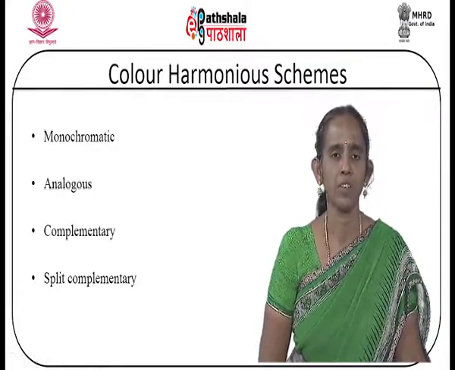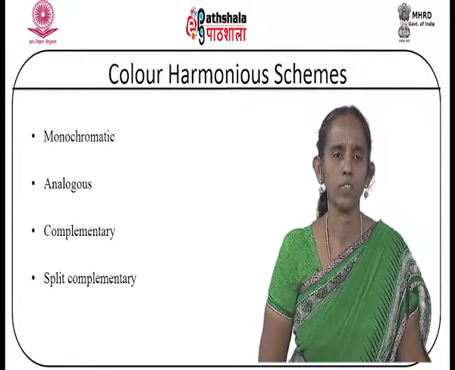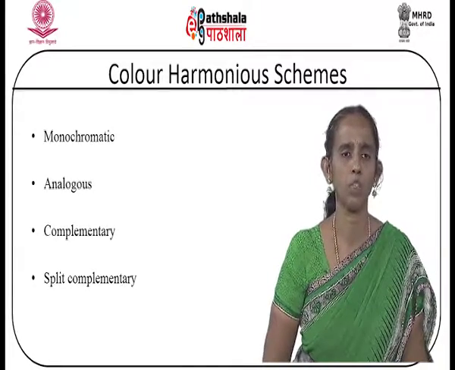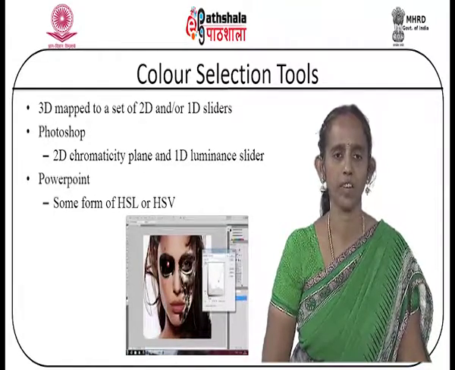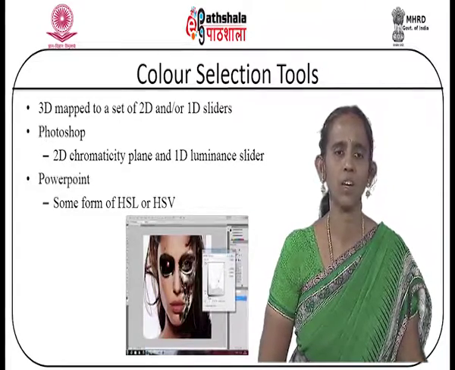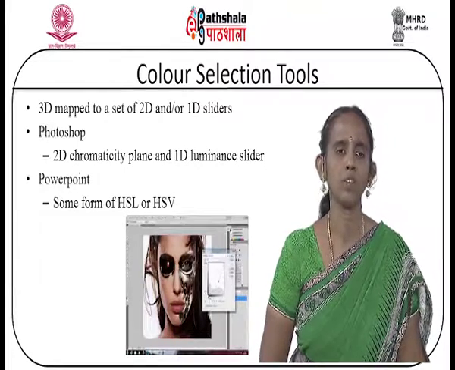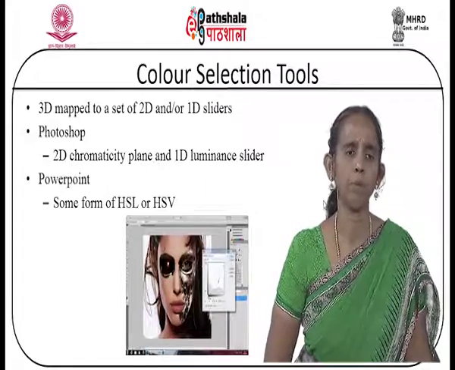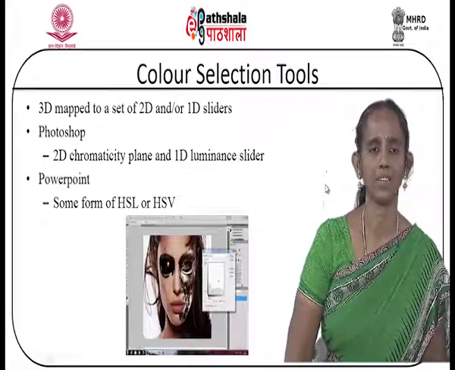There are various color harmonious schemes as such, wherein we need to look at the monochromatic, analogous or complementary color information, and split complementary colors as such. Various color selection tools also exist, wherein it is possible for us to map a 1D slider onto 2D or 3D information, and we can have a 2D chromaticity plane in the case of Photoshop. Then in the case of PowerPoint, we can see some form of HSL or HSV color palette.